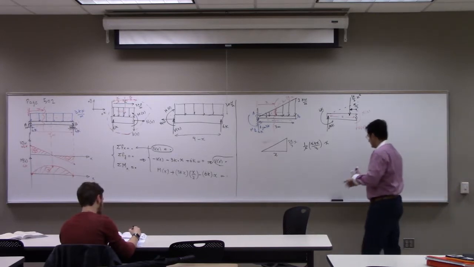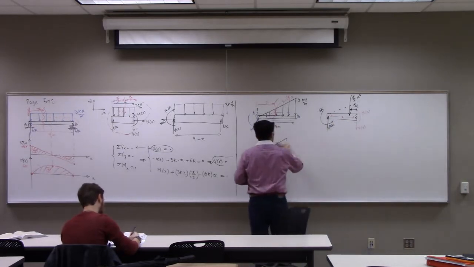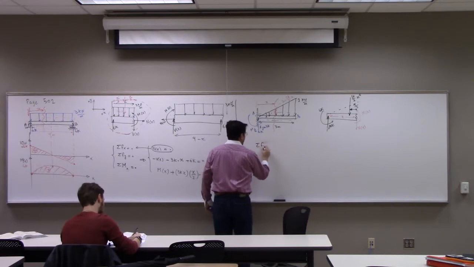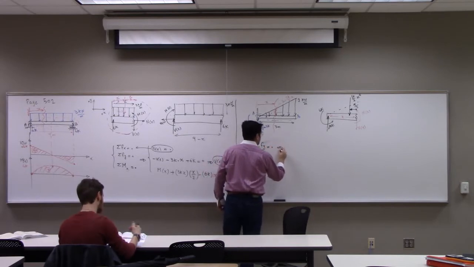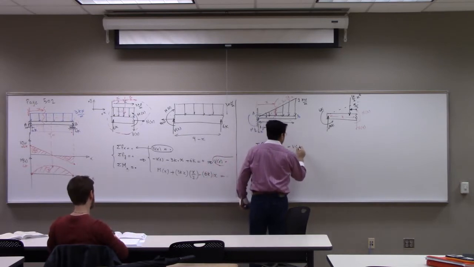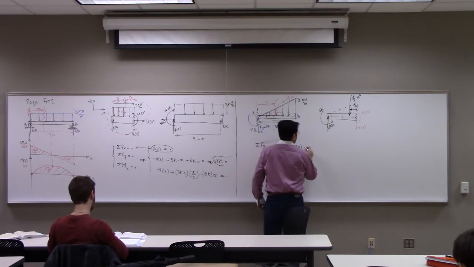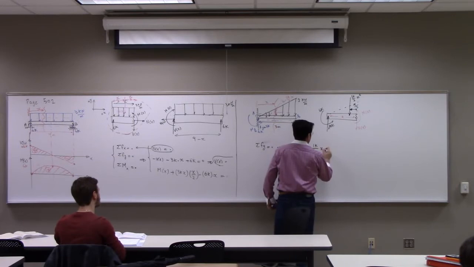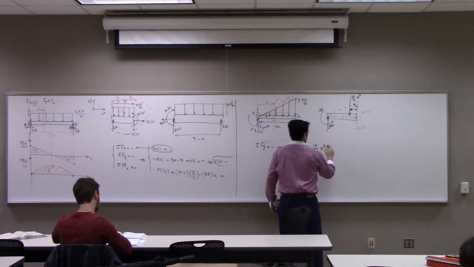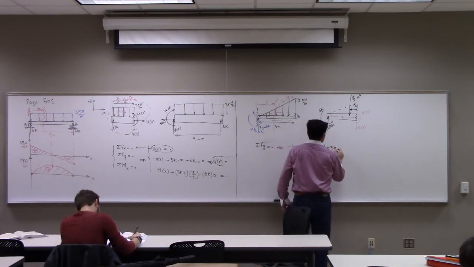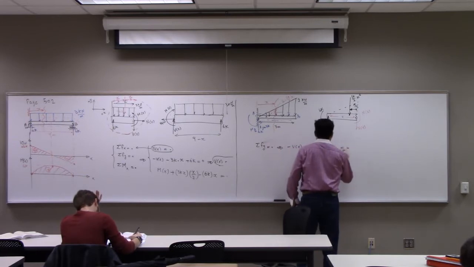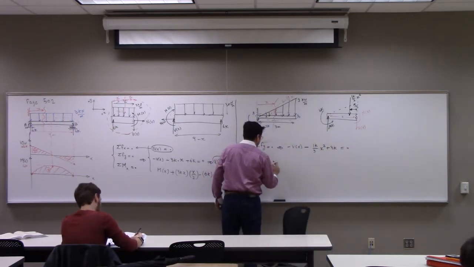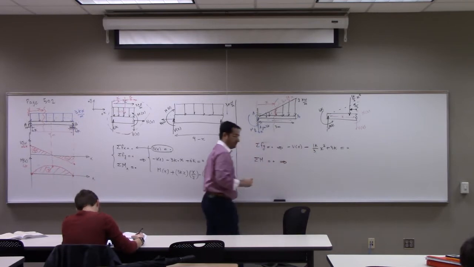So, I'm just ready to write my equation. Summation of forces in y equals 0 is equal to negative V of x, negative 1k over 3 x squared plus 3k is equal to 0. Summation of moments about any point is 0. What should be my reference point?